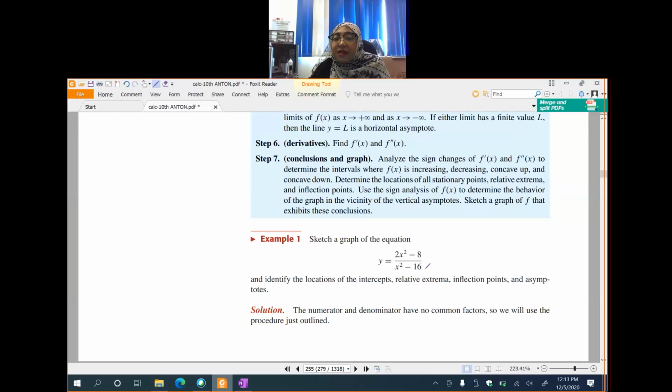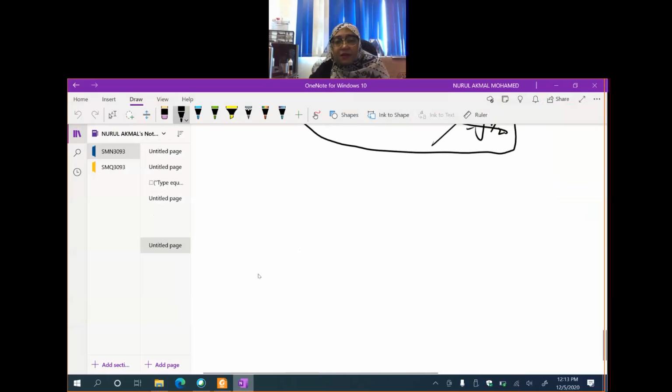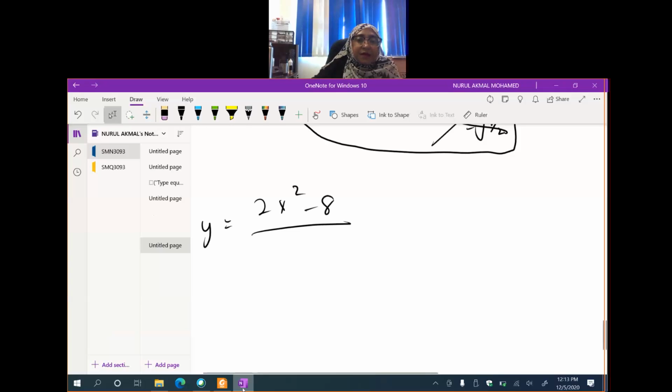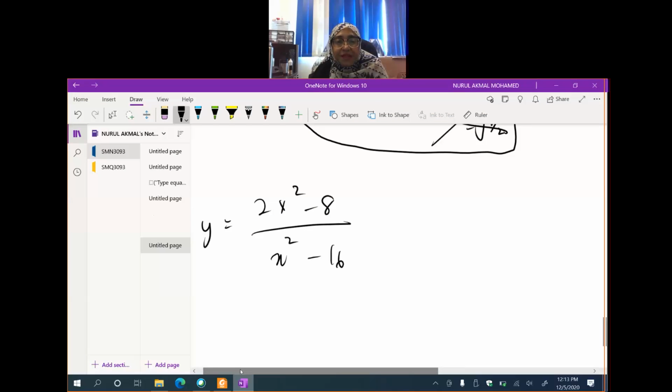When I say denominator, it means that it will have vertical asymptotes. Vertical asymptotes will happen when the denominator is equal to 0. So you have 2x squared minus 8 divided by x squared minus 16. This is the function.